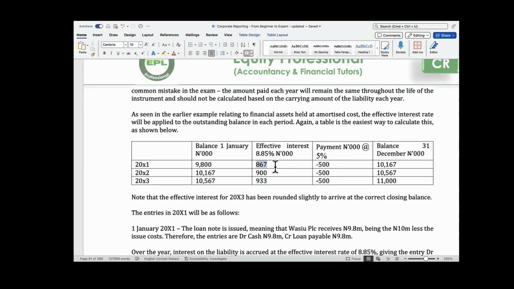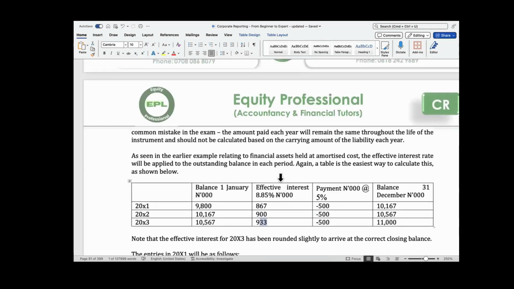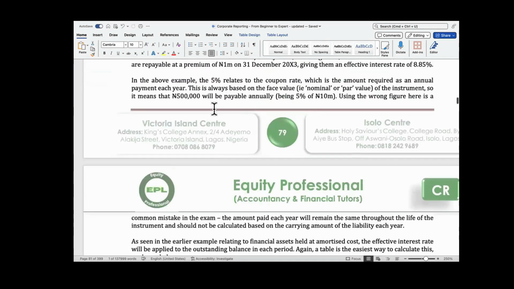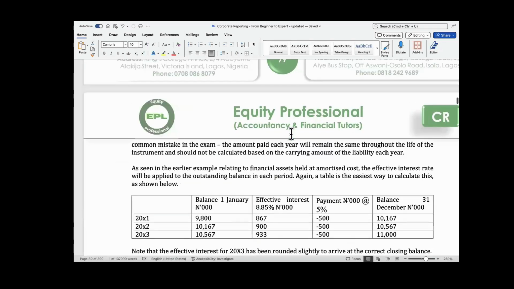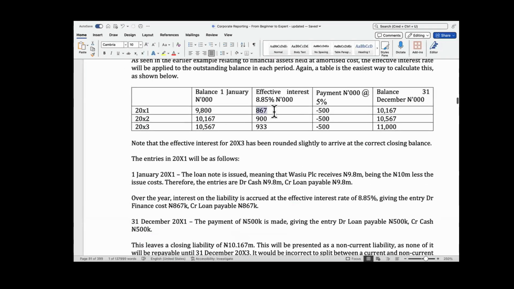And again, if you add this 867, 900 plus 933, you get to 2.7 million. Because that is our costs. Our cost on this money we are borrowing is 5% per annum, which is 1.5 million for 3 years. Plus 1 million premium we are paying, making 2.5 million, plus 200,000 issue costs, making 2.7 million, which is what we have spread over the 3 years.